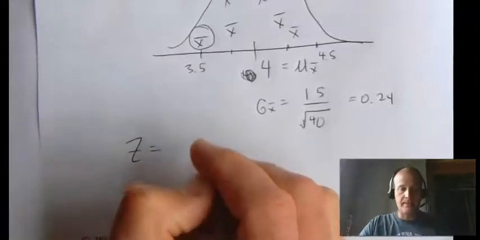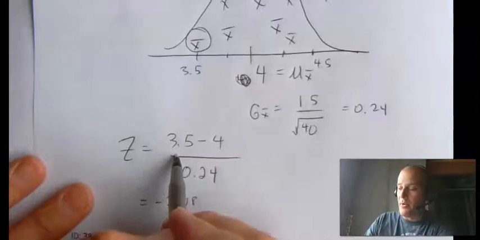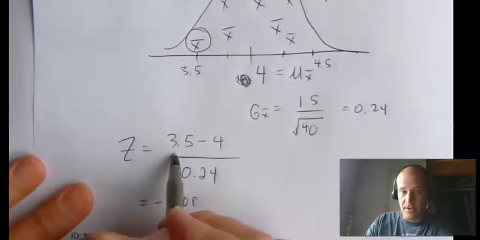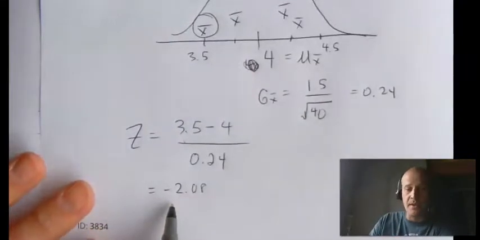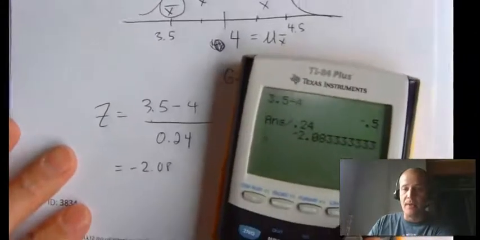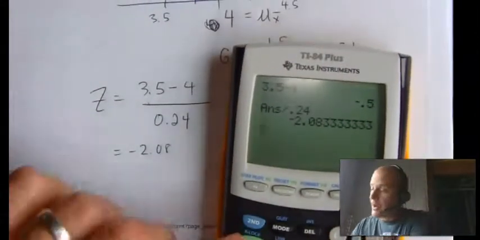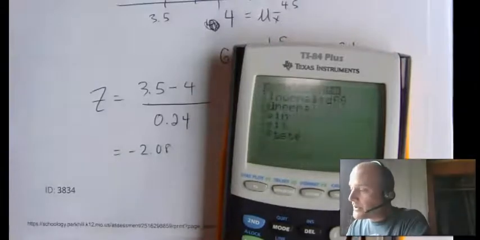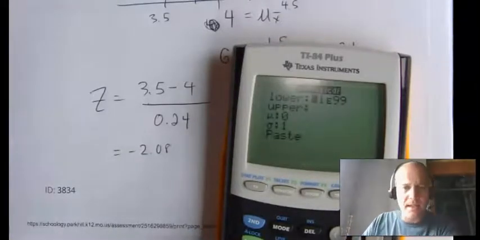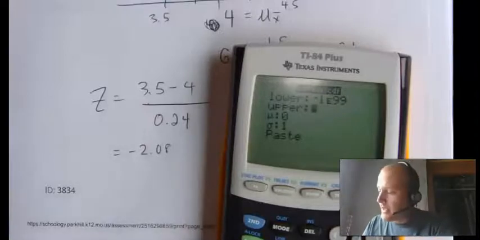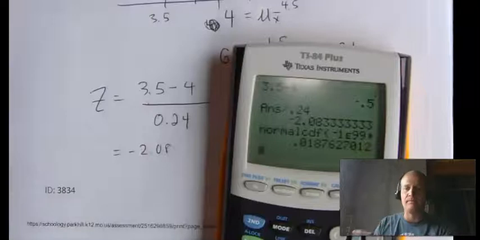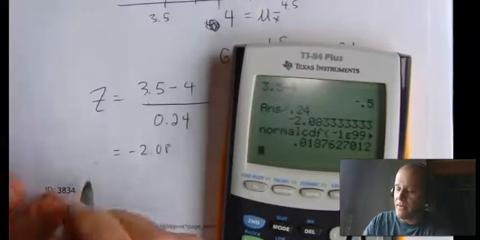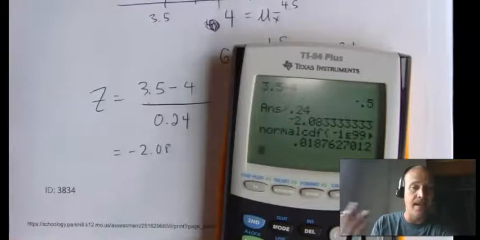So if I take our 3.5, this is our observation, minus the average of our distribution, over the standard deviation, I'm about 2 standard deviations to the left. So then to find this probability, I can use a z-table, or I can use the distribution, a normal CDF. And so with a normal CDF, I'm going to go all the way to negative 2.08. And then if I paste that in, this will give me the probability, which is about less than 2%. So your p-value is 0.018 approximately.